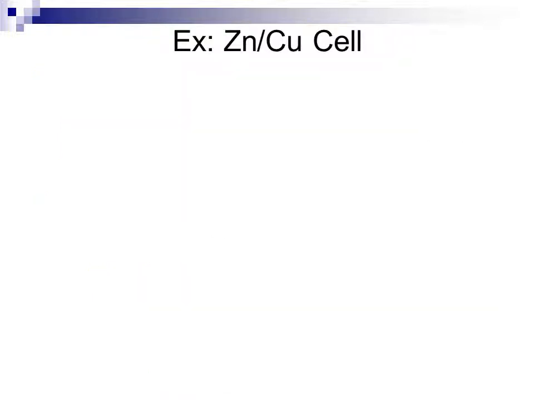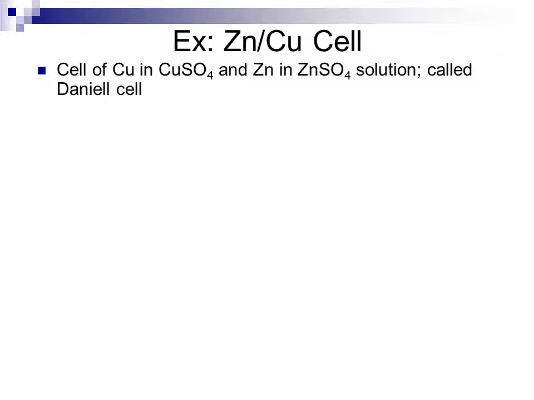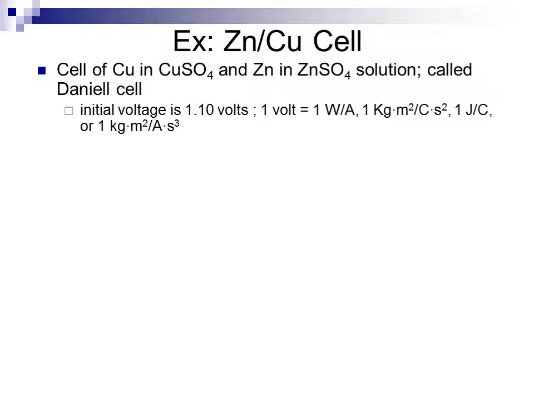So looking at an example of a galvanic cell, we have a zinc copper cell. The Daniell cell is what it's called, and a zinc copper cell consists of copper sulfate and zinc sulfate in solution. Initial voltage of a Daniell cell is 1.10 volts. 1 volt is 1 watt per amp, or 1 kilogram meter squared per coulomb per second, or 1 joule per coulomb, or 1 kilogram meter squared per amp per second. These are different units for the volt, which will be more important later on.